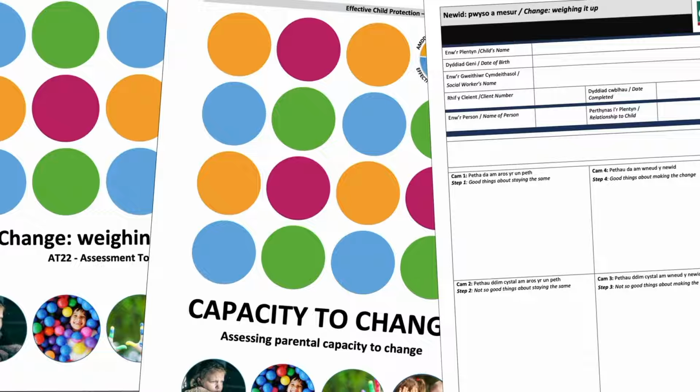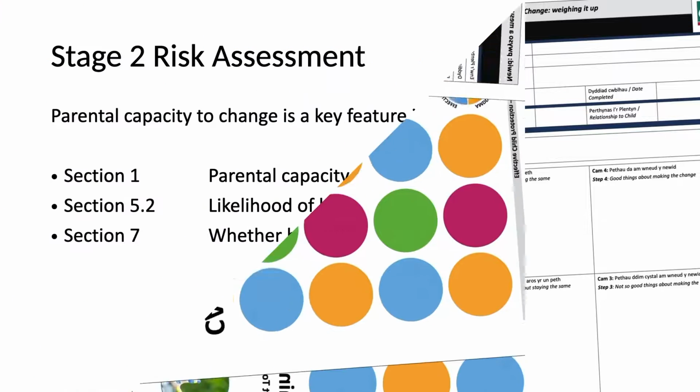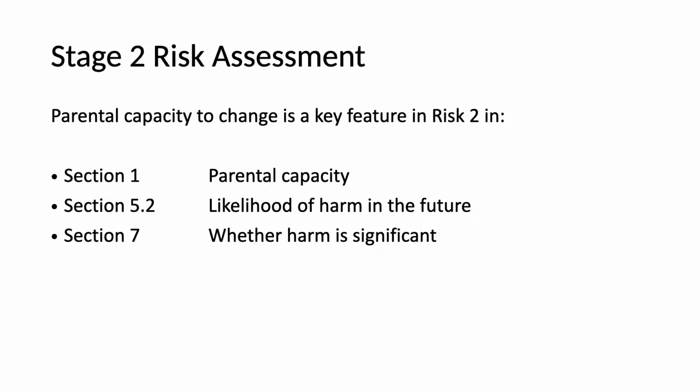Parental capacity to change is one of the main components of significant harm in Risk 2. These tools were developed to support practitioners to assess a parent's capacity to change. The risk model was developed to assist practitioners to assess the risk of significant harm in child protection. As part of the risk process, there is a focus on how well the child's needs are being met and a judgment about the capacity of a parent to meet the child's needs. This determines whether there is an indication of harm.